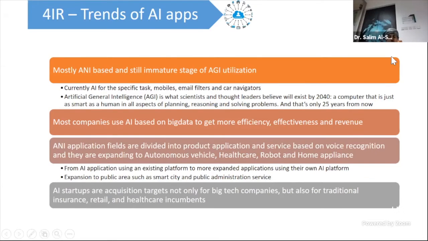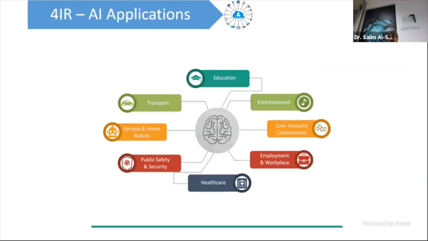Again, the trends. So what are the trends? Mostly AI, of course, artificial neural intelligence based, and still an intermediate stage of AGI, general intelligence utilization. And most companies use AI based on big data to get more efficiency, effectiveness, and revenue. Also, AI application fields are divided into product, application, and service based on voice recognition, and they are expanding to autonomous vehicles. And also AI startups are acquisition targets not only for big technology companies, but also for traditional insurance, retail, and health incumbents. This is the application of AI in different sectors of our life.